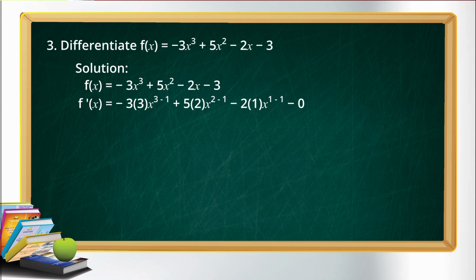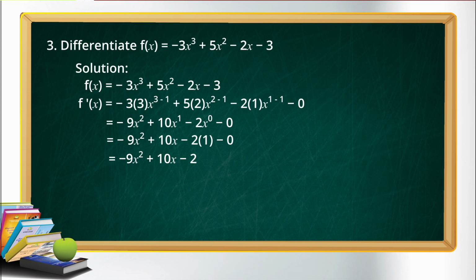Remember that the constant rule states that the derivative of any constant is 0. So the last term is 0. Simplifying gives negative 9x squared plus 10x to the power of 1 minus 2x to the power of 0 minus 0. You still remember that anything with exponent 0 is 1, right? Meaning negative 9x squared plus 10x minus 2 times 1 minus 0, equal to negative 9x squared plus 10x minus 2.